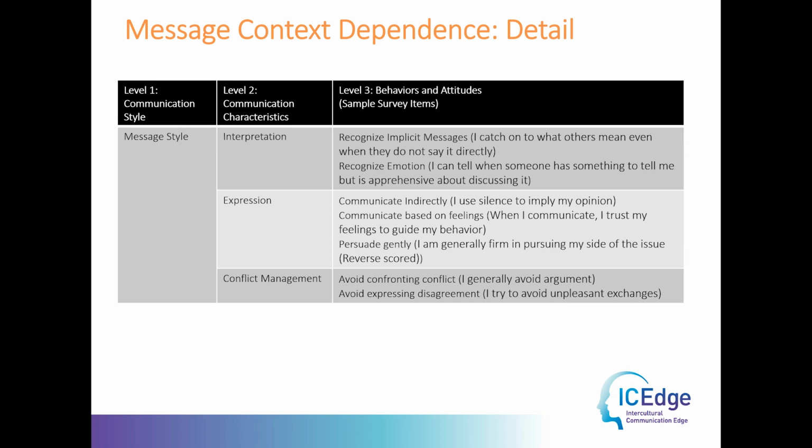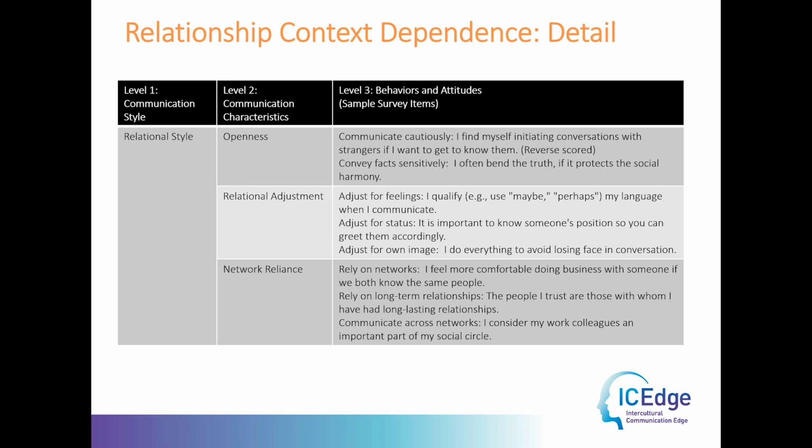The level 2 expression component is broken down into 3 scores at level 3. Communicate indirectly is one, and a sample item is, I use silence to imply my opinion. Communicate based on feelings. A sample item is, when I communicate, I trust my feelings to guide my behavior. And persuade gently, a sample item which would be reverse scored, is I am generally firm in pursuing my side of the issue. For conflict management, it's broken down into avoid confronting conflict and avoid expressing disagreement. A sample item for confronting conflict would be I generally avoid argument, and for avoid expressing disagreement would be I try to avoid unpleasant exchanges.